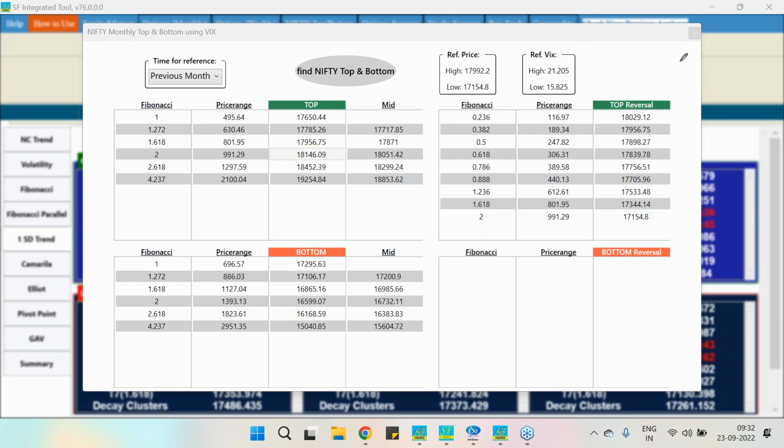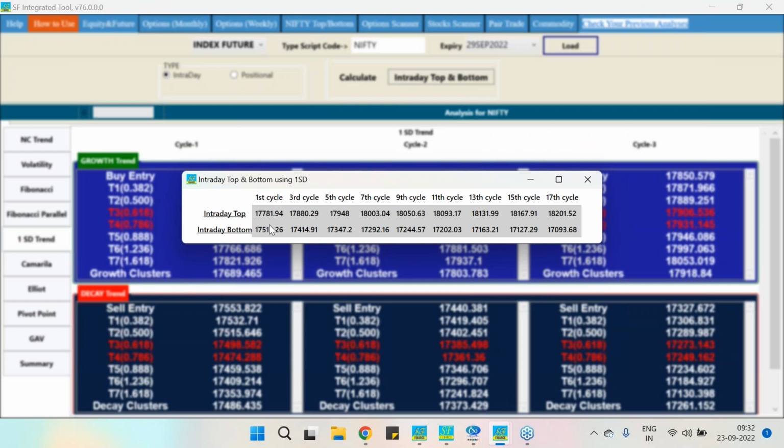The intraday top and bottom has a different objective. If you are going for intraday top and bottom for the day, how can you read it? In intraday top and bottom, these two levels are very important: 17,781 and 17,513. If a level breaks, then a 5th or 7th cycle bottom is also possible that day. In the same way, if the first top is crossed over, a 5th and 7th cycle top is also possible on that day.